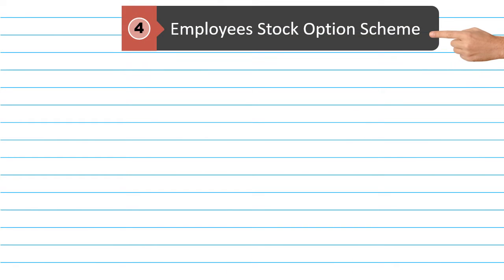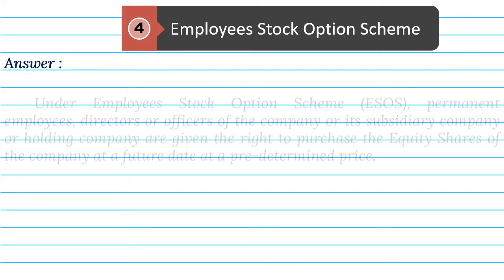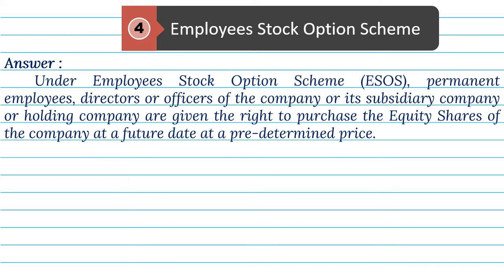4. Employee stock option scheme. Answer. Under employee stock option scheme, ESOS, permanent employees, directors, or officers of the company, or its subsidiary company, or holding company, are given the right to purchase the equity shares of the company at a future date, at a predetermined price.